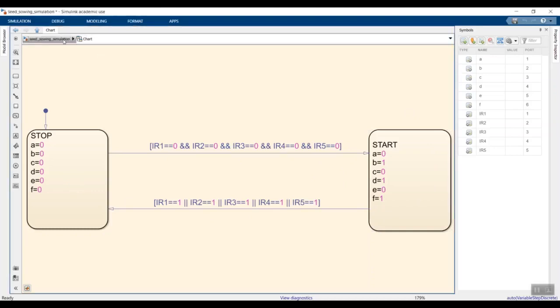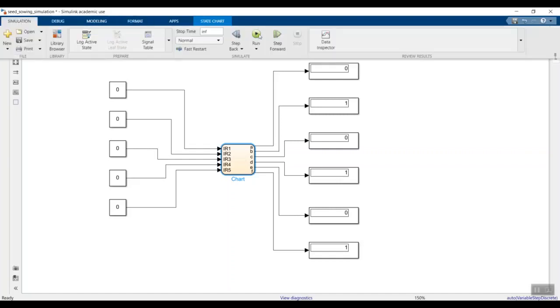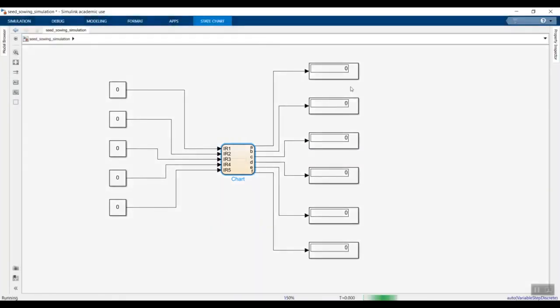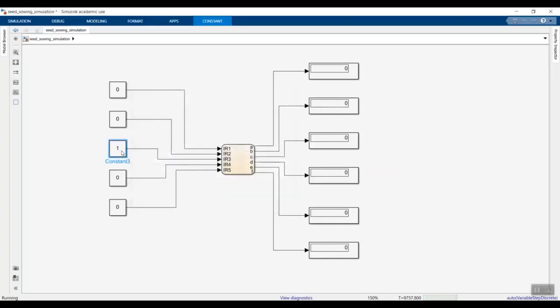Now let us check this condition with all IR values equal to 0. According to the logic, the machine has to start. You can see all 3 DC motors are started. Now what happens if one of the IR is changed to 1? If one of the IR is changed to 1, the machine has to stop.